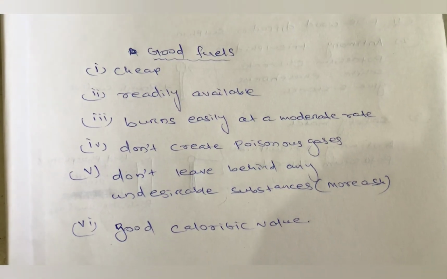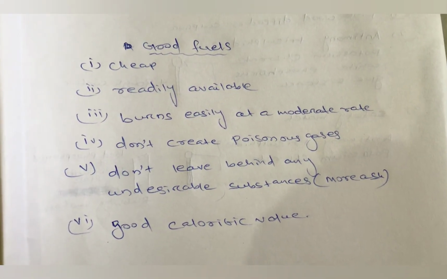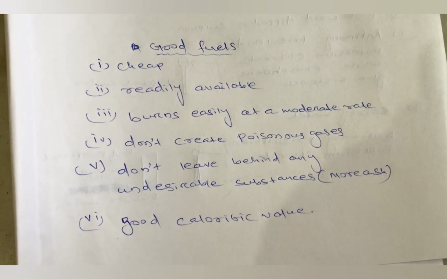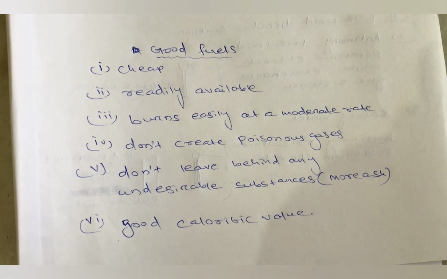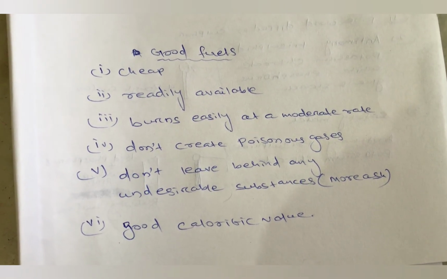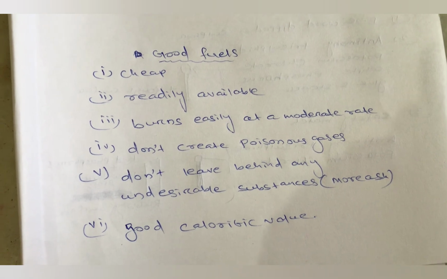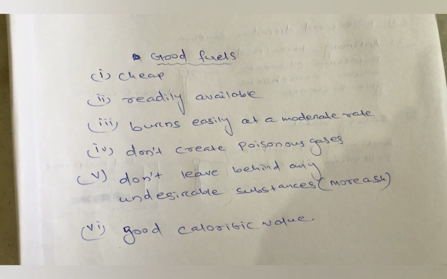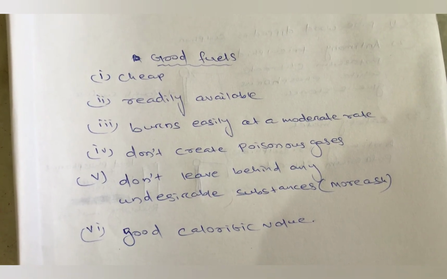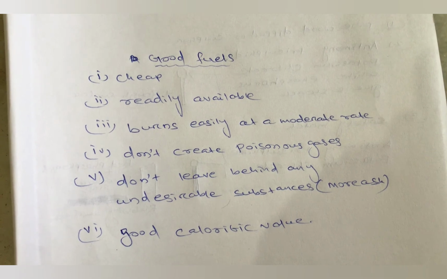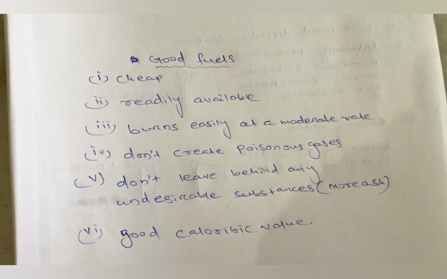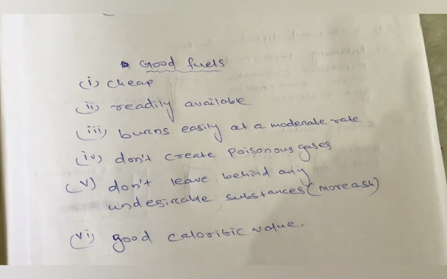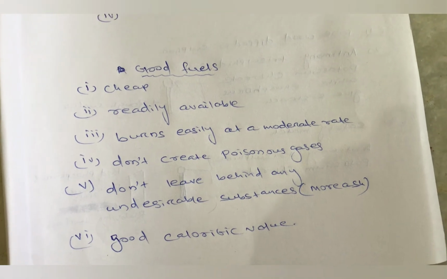A large number of combustible substances are there, but all these may not be treated as good fuels. Good fuels have certain qualities. First one, it should be cheap. Second one, it should be readily available. Third one, it should burn easily at a moderate rate. It should not create poisonous gases, should not leave behind any undesirable substances or more ash, and it should have a good calorific value. What is calorific value?